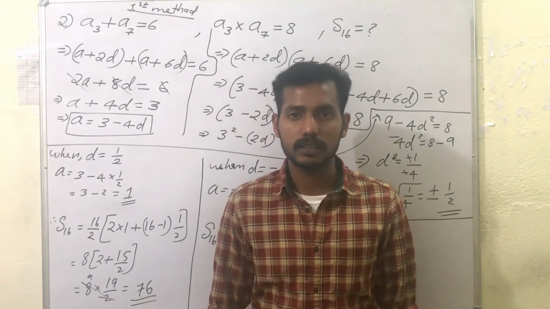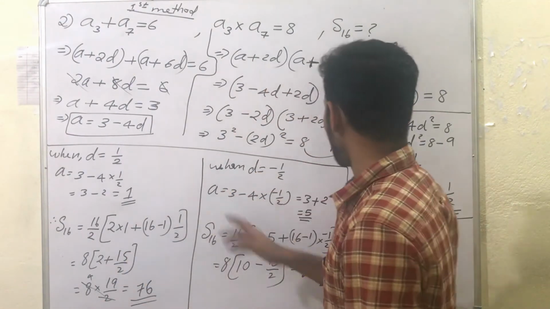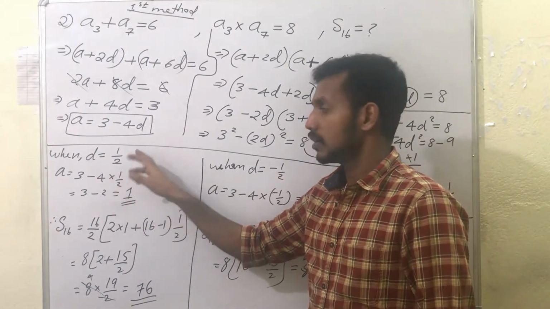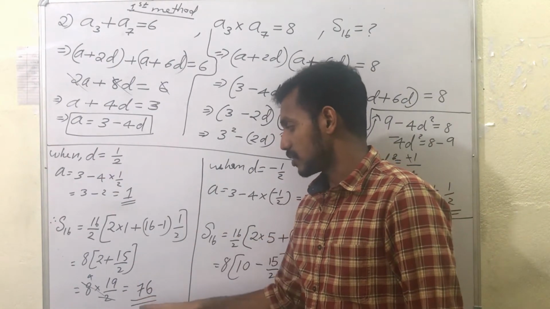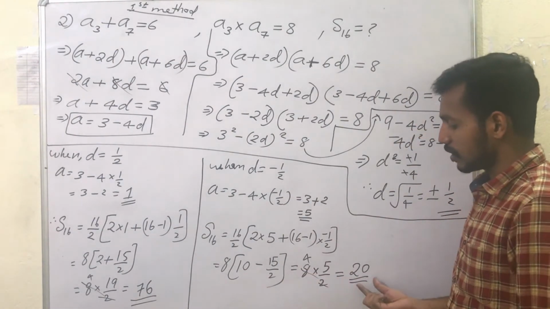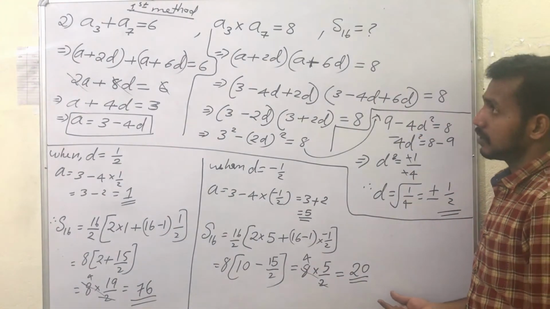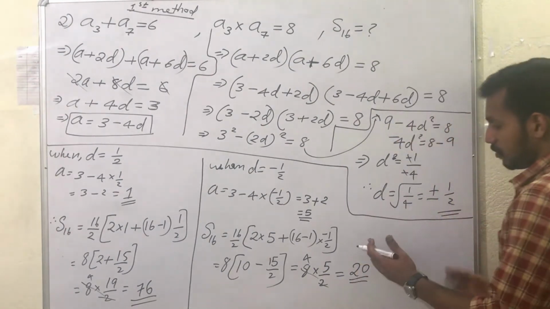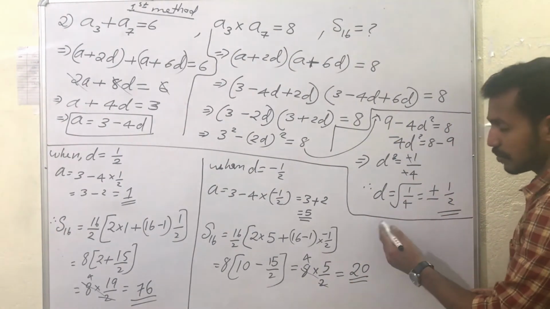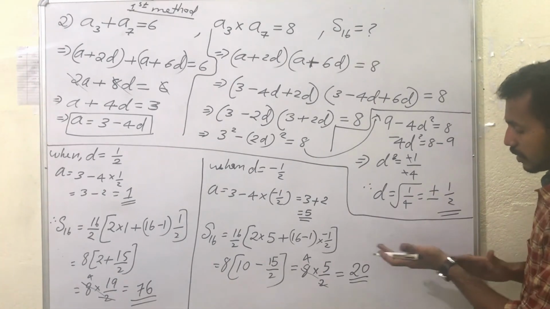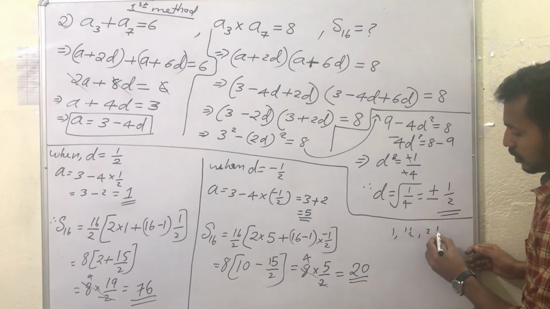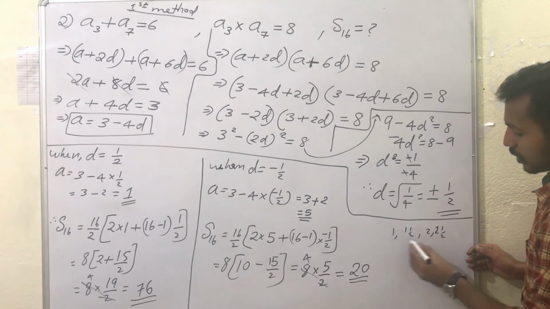Clear? So here there are two values of the common difference we have got. One is positive common difference, for which we have got the sum of 16 terms as 76. When the common difference is negative, then the sum will be less. Because if the common difference is positive, the terms will be increasing. Suppose we are taking the common difference as positive, like 1 by 2, then 2 by 2, like that it is going.